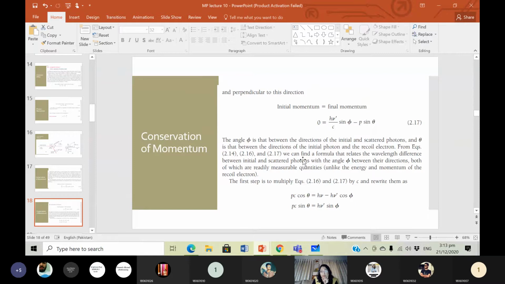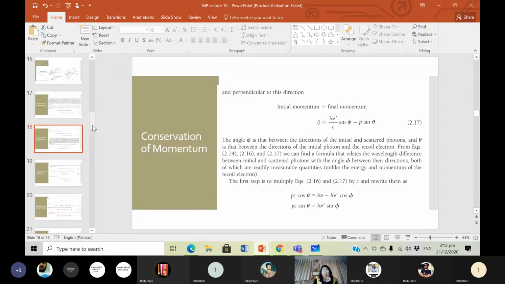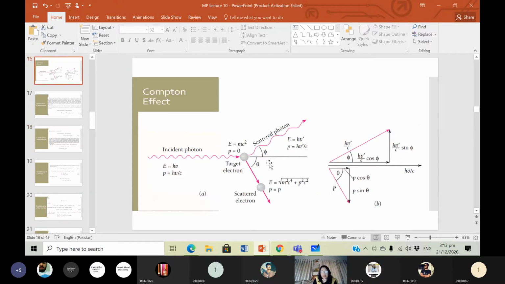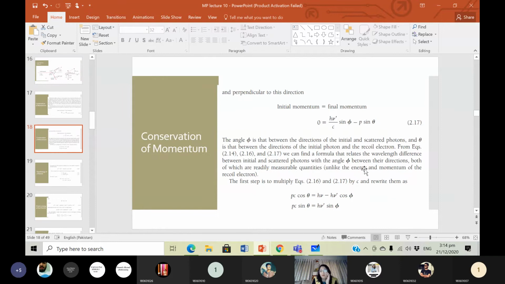So now what we're doing is finding a formula that relates the wavelength difference between the initial and scattered photons with the angle phi between their directions. What we want to do in this Compton effect is find the difference between the two wavelengths. This photon and this photon will have some change in wavelength because it loses some energy. So we want to relate that change in wavelength to this phi, which is the angle between their directions.